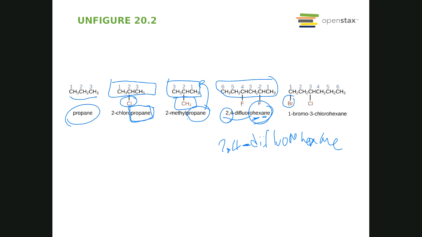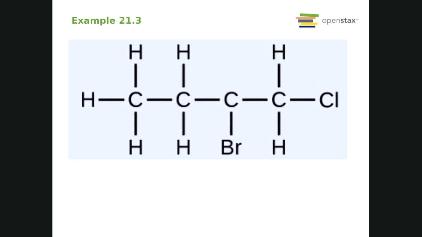1-bromo and 3-chloro. Can I write 3-chloro, 1-bromo? We use alphabetic order. So if we have different branches, we write them in alphabetic order. So 1-bromo, and then 3-chloro, because B comes before C. And the main carbon chain is hexane.